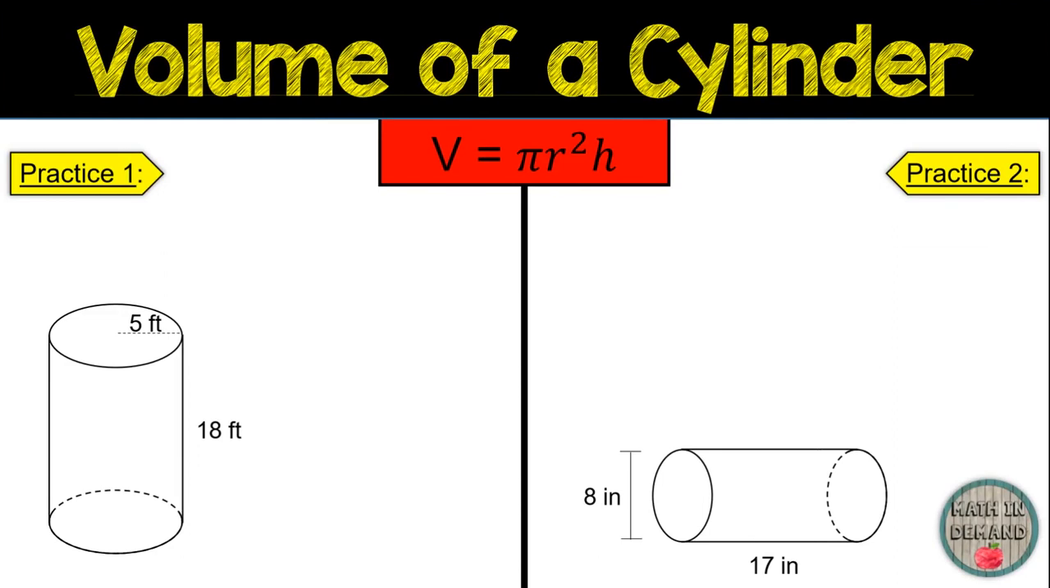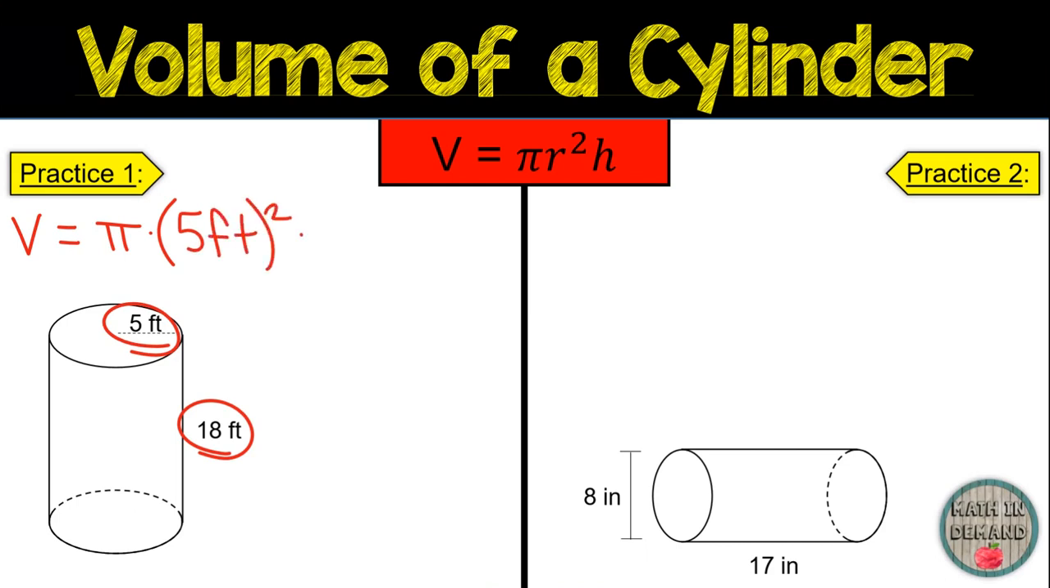Okay, so we are going to calculate the volume of a cylinder. Our first practice problem, I can see that I'm given a radius of 5 feet and I'm also given a height of 18 feet. So let's go ahead and plug that into our formula. So I get volume equals pi times r squared. R is 5 feet. Don't forget to put it in parentheses and square it, times my height. My height is 18 feet. Okay, I'm going to simplify.